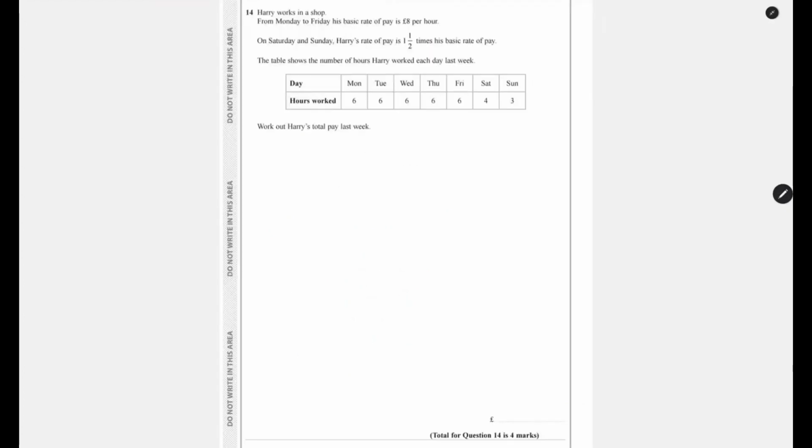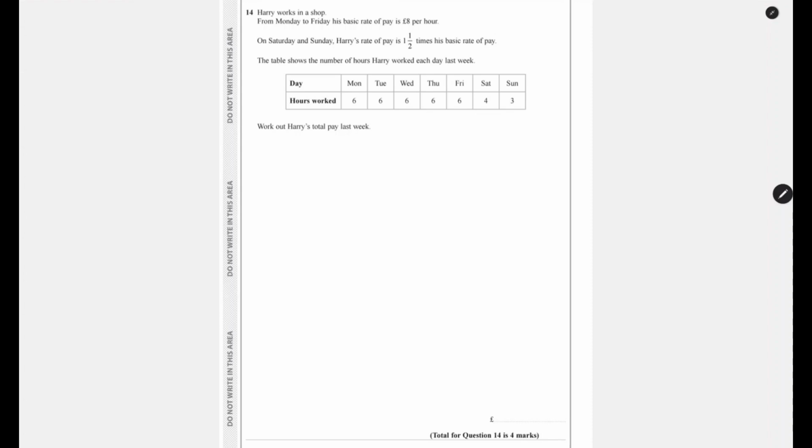Question 14 says, Harry works in a shop. From Monday to Friday, his basic rate of pay is £8 per hour. On Saturday and Sunday, Harry's rate of pay is 1.5 times his basic rate of pay. The table shows the number of hours Harry worked each day last week. Work out Harry's total pay last week.